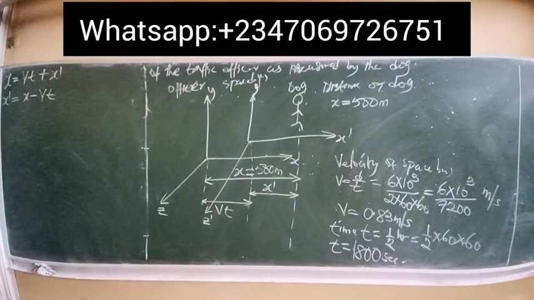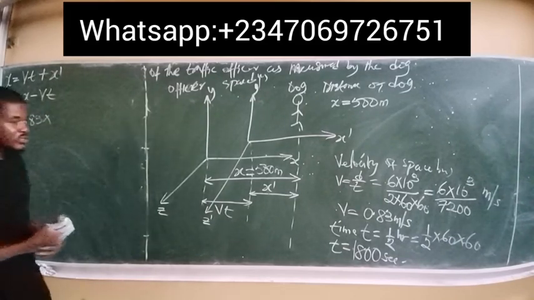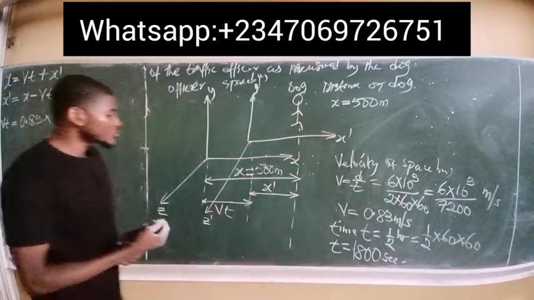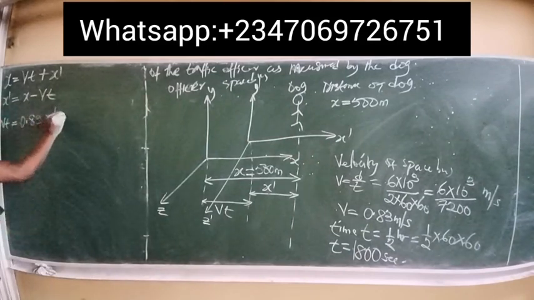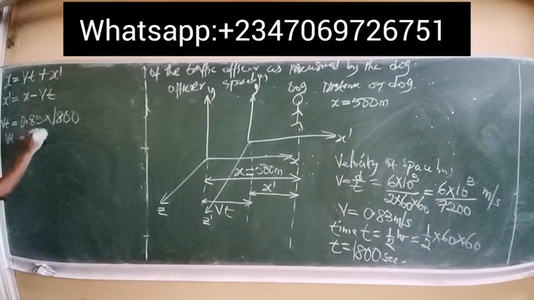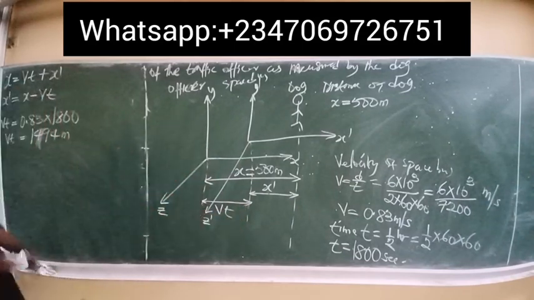So first of all, let's obtain vt. The velocity was given as 0.83 meters per second, and the time this observer observed that motion was 1,800 seconds. So multiply by 1,800 seconds. Therefore vt is equal to 1494 meters. This is now the distance of the origin of the vehicle to the origin of the officer, the observer itself.